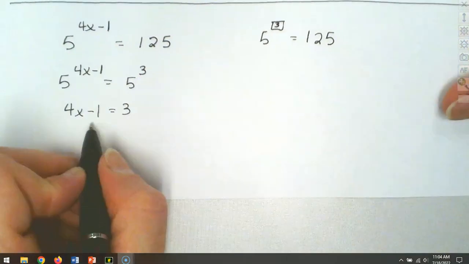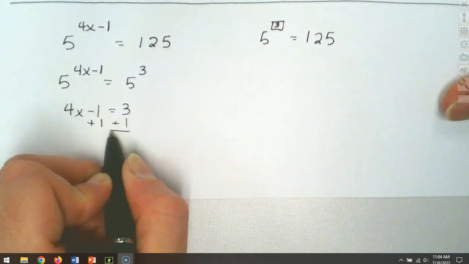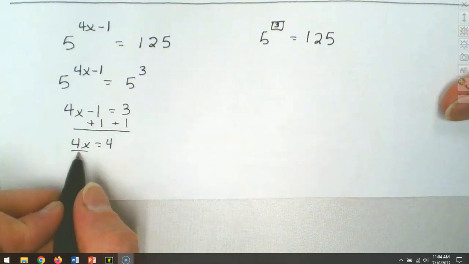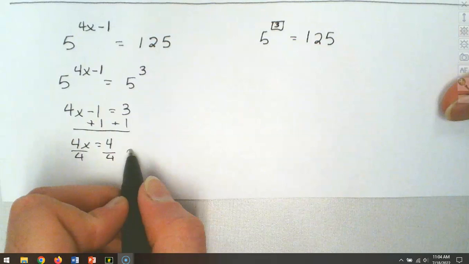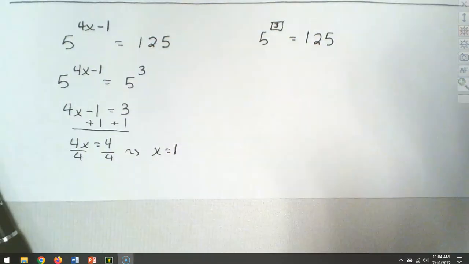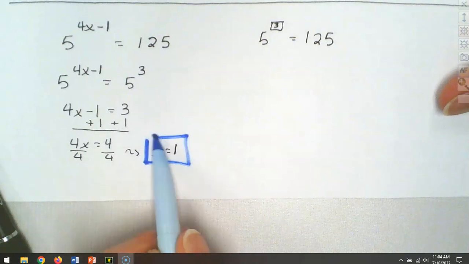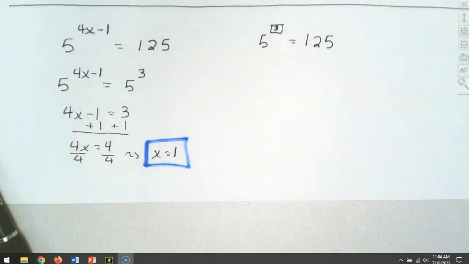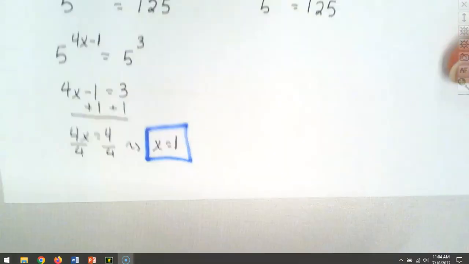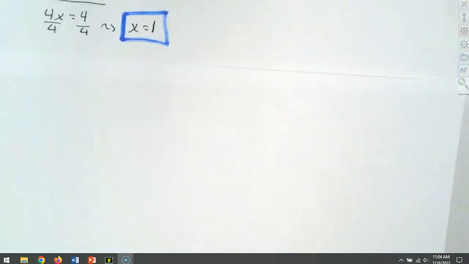And we can solve this. So we add 1 to each side. And now we've got 4x equals 4. Divide by our 4. And so our answer is now x equals what? x equals 1. You can have x's on both sides.